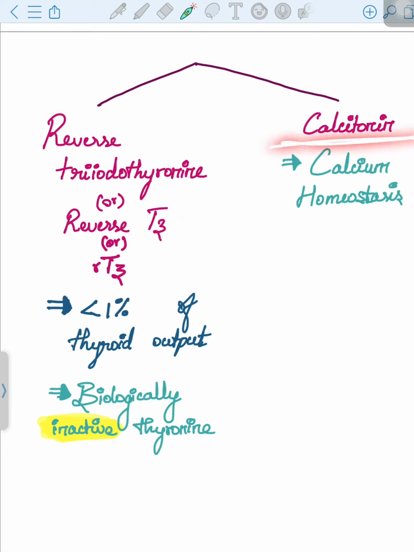I have already said that calcitonin is secreted by parafollicular cells and not follicular cells. Okay, calcitonin deals with calcium homeostasis, as the word itself has calci. And then reverse triiodothyronine constitutes less than 1% of thyroid output and is a biologically inactive thyroxine. It is not an active hormone.